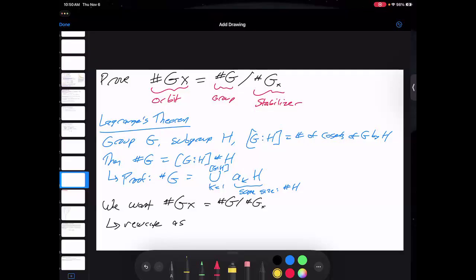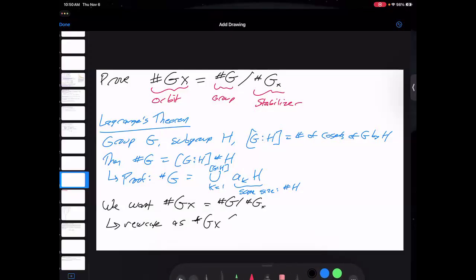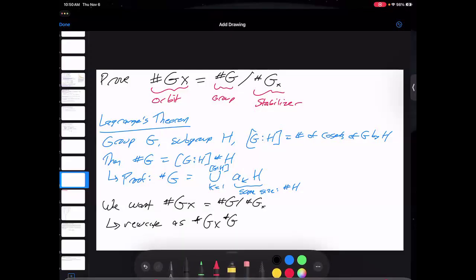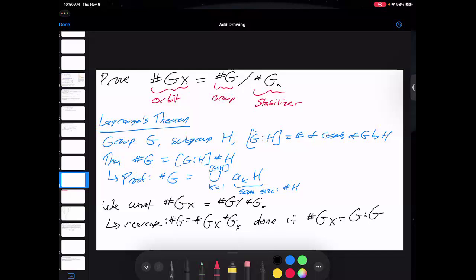So we would get the size of the orbit times the size of the stabilizer is equal to, and actually, let me put it on the left-hand side so it matches more closely. So we get the size of G is the size of the orbit times the size of the stabilizer. We're done if the size of the orbit equals the index of G_x in G. And then we can just win by Lagrange.